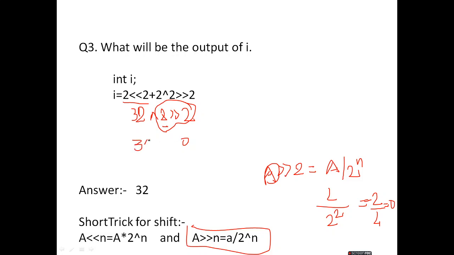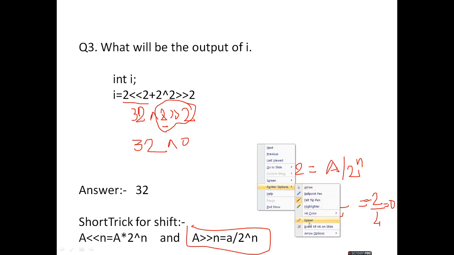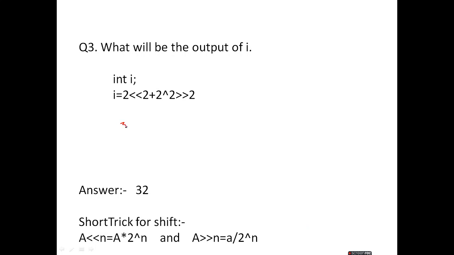Now 32 XOR of 0. This is our final expression that we need to evaluate. So 32 XOR of 0. 32 in binary is 1 0 0 0 0 0, based on 1, 2, 4, 8, 16 and 32, and 0 is everything 0. This represents 0.